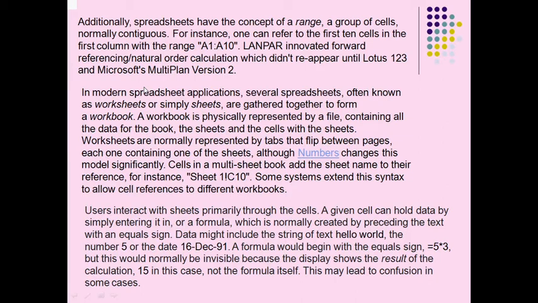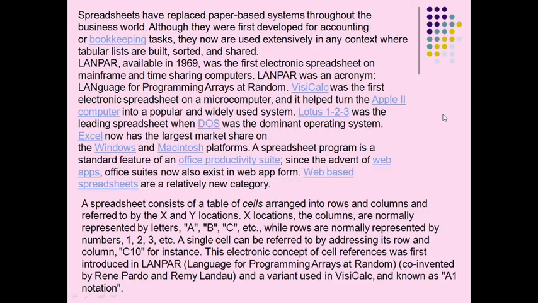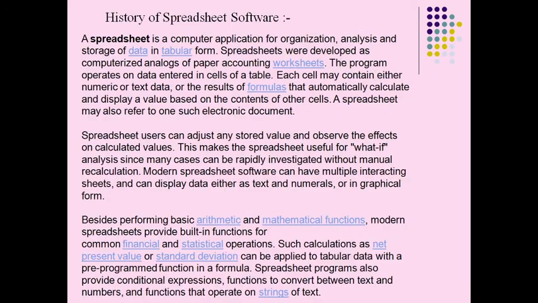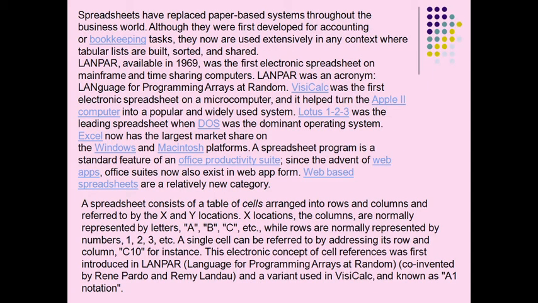Spreadsheet has evolved. Users interact with sheets primarily through the cells. A given cell can hold data by simply entering it, or a formula, which is normally created by preceding the text with an equal sign. Data might include a string of text like hello world, the number 5 or a date. A formula would begin with the equal sign, but this would normally be invisible because the display shows the result of the calculation. Okay, so we are discussing the points of spreadsheet: what is spreadsheet and what is the history of spreadsheet?